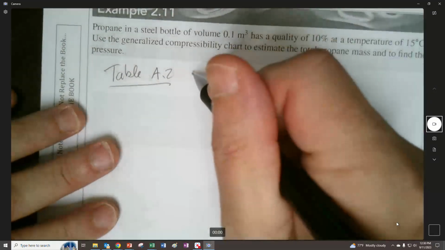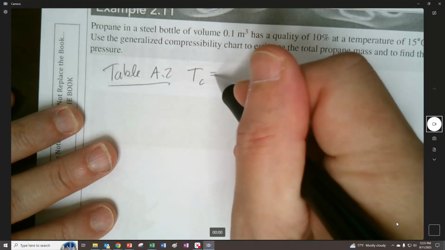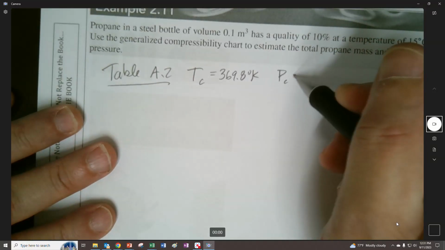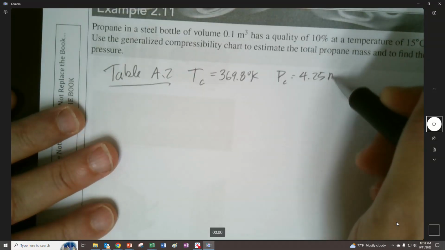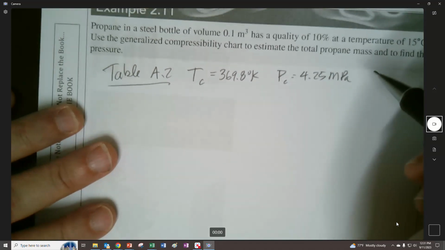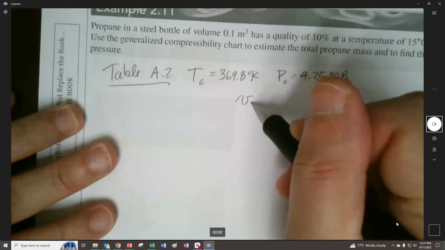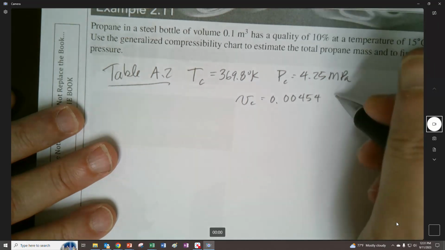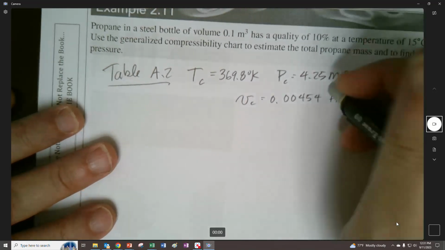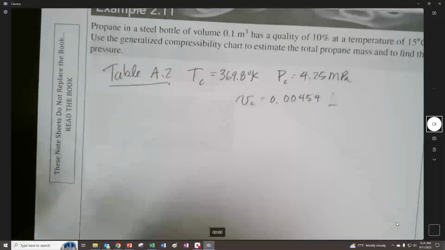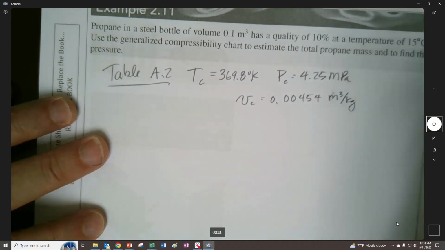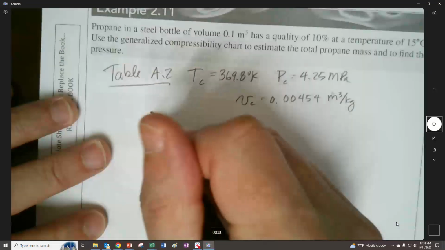Okay, sure. You say so. So we have a critical temperature, 369.8 degrees Kelvin, and 4.25 megapascals. And if we wanted it, we could have our critical specific volume, although I don't know if I want to. Oh, I'm about to turn those into feet. Well, recording too much of 20 videos, I think. Getting loopy.